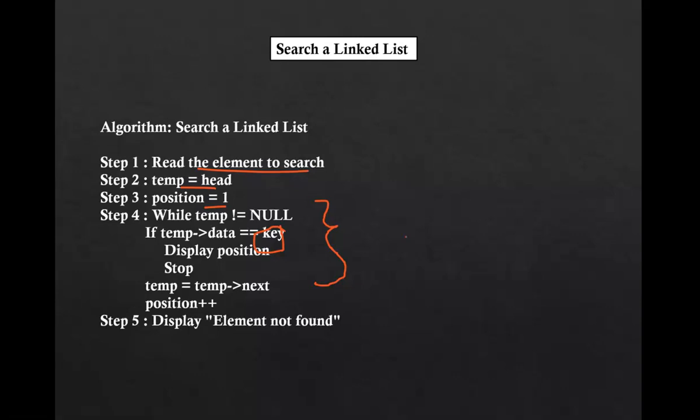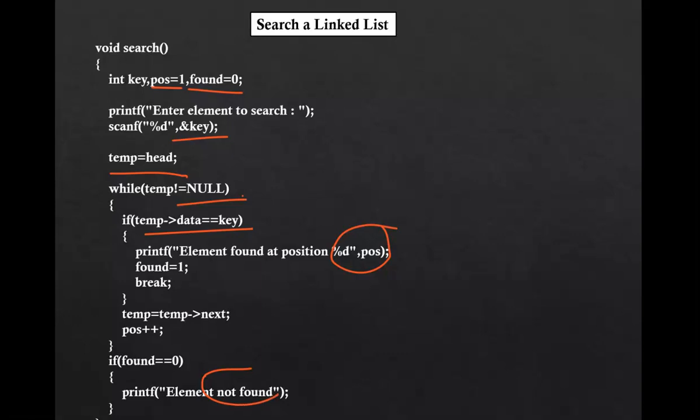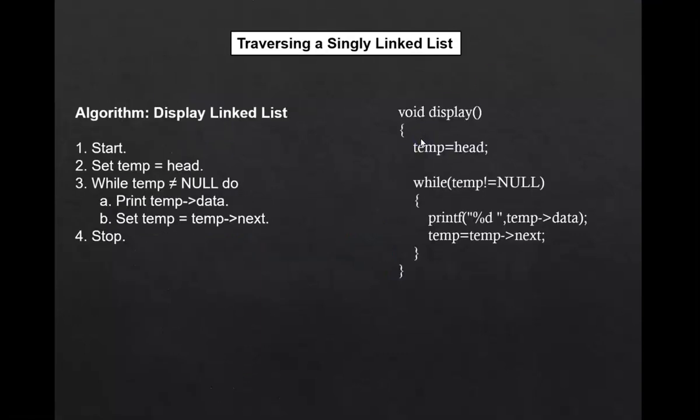This is a simpler logic, very easy. This is the code to find out an element at a particular position. Look, position is set to 1, found is set to 0. You get the key from the user and use temp to traverse the list to find out the key. If it is found, you say that at this position the key is found. Else you say it is not found. That's it. That simple and direct is searching in a linked list.